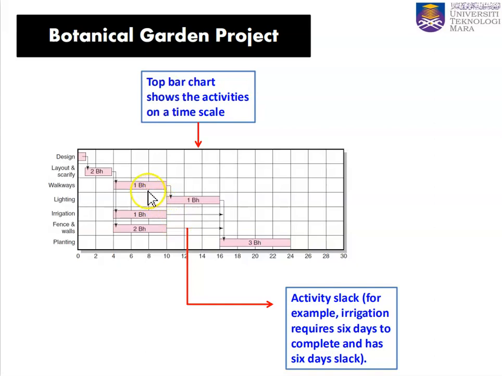Sorry about that. The lighting can only be done after the walkways are done. It is not dependent on irrigation and fence and walls. That's why irrigation and fence and walls have slack days here, from day 10 to day 16, 6 days.